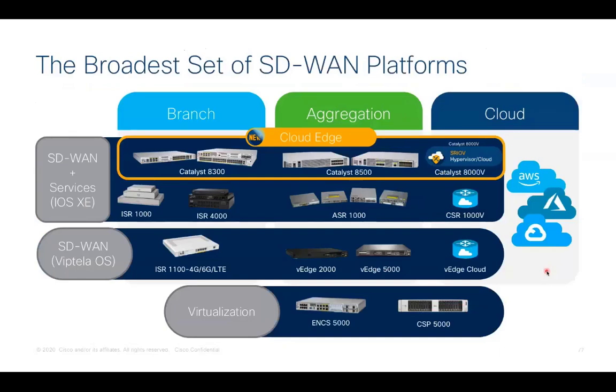So the Catalyst 8000 Edge platforms are joining the bandwagon. Cisco has the broadest set of SD-WAN platforms, as you see in the picture, giving you a lot of flexibility to choose the suitable platform for your use case. A truly broad set out there for SD-WAN underlay orchestration.